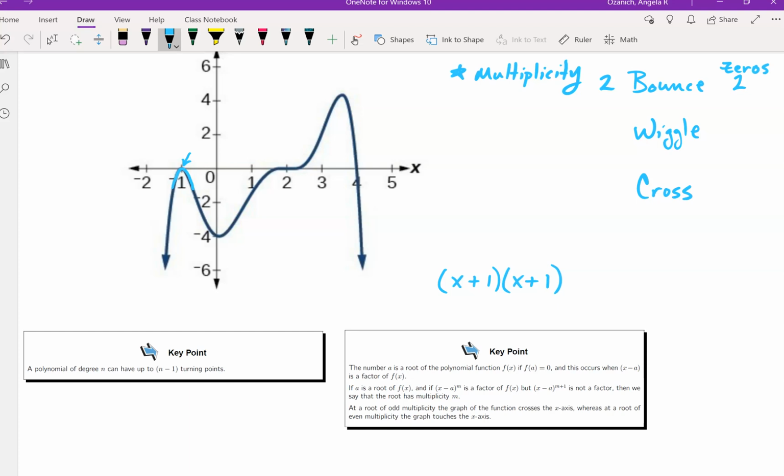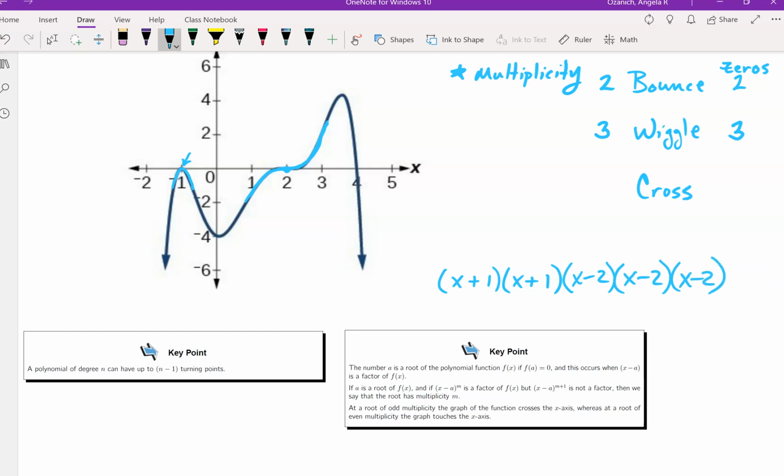Okay, this graph also has a wiggle. There it is, right there. Here this wiggle is happening. It's cubic behavior that's happening at x equals 2. So that means it's going to have 3 zeros. The multiplicity is going to be 3, and my factors are going to be x minus 2, 3 times. That's going to be the multiplicity for this polynomial function.